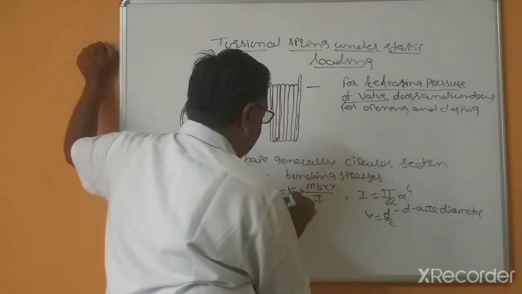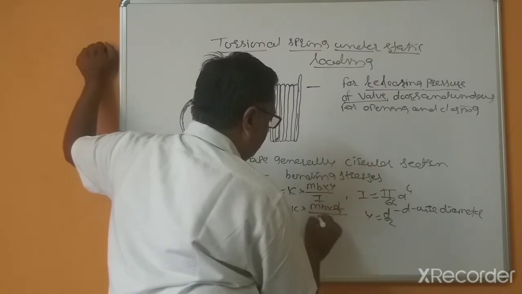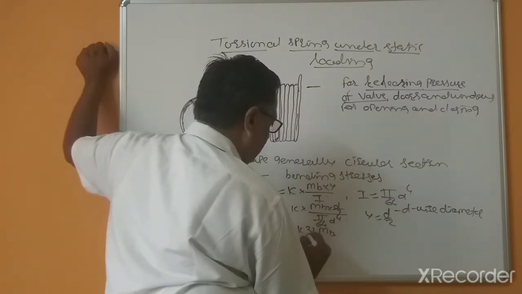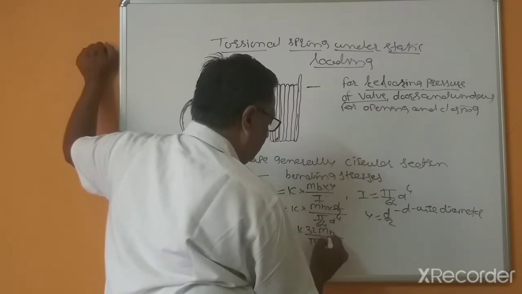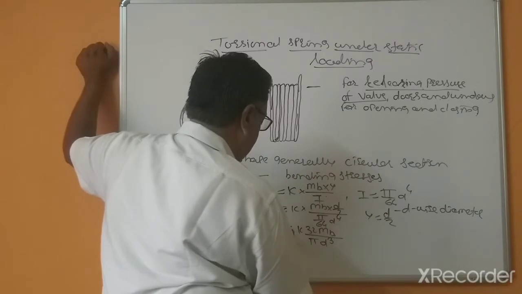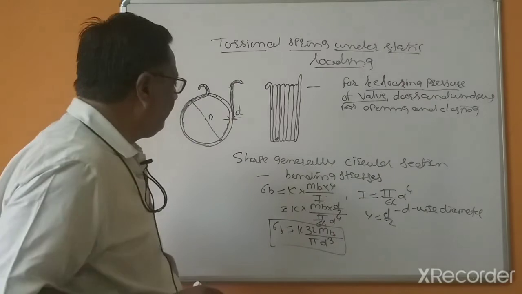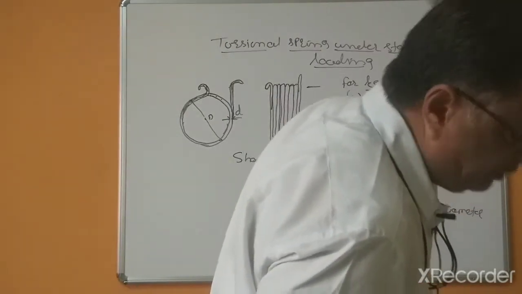So that's why this is k. This formula becomes Mb into d divided by 2, and pi by 64 d raised to 4. So that's why this becomes 32 Mb divided by pi into d cubed. So by using this you can calculate the intensity of the bending stress, sigma b equal to.